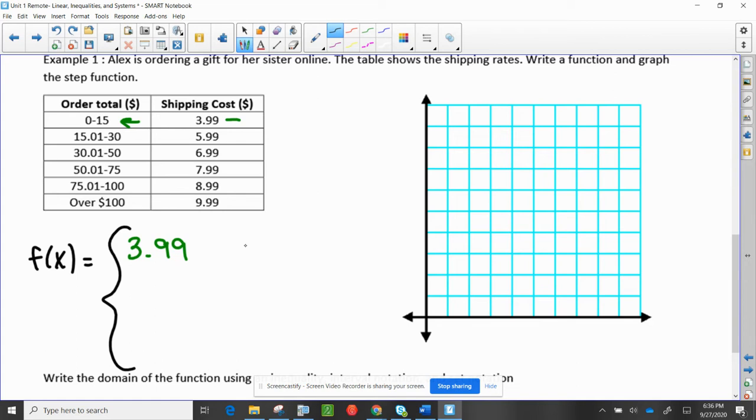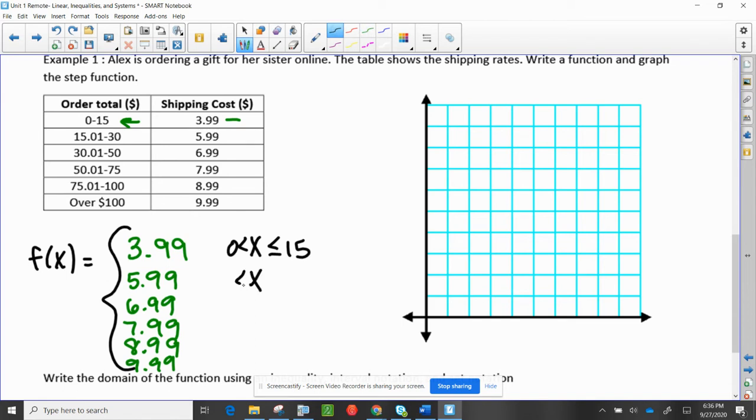So if X, our total, is more than 0 and less than or equal to 15, then we're going to pay $3.99. And then this is just going to kind of continue. So I'm just going to write down all my prices. And then the different intervals are where those prices are going to come in. So when X is, let's say, more than 15 but less than or equal to 30, we're going to pay $5.99.